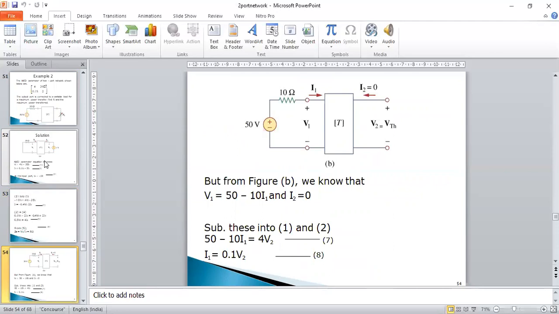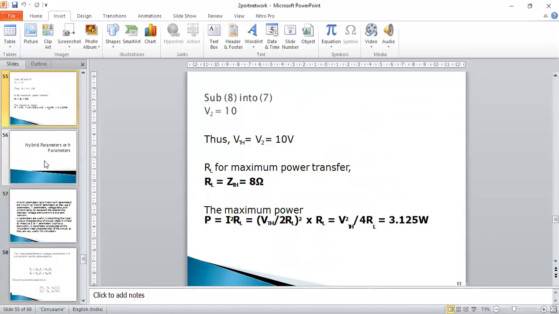Now let's look from the output side. Once we have configured the output side, V1 is equal to minus 50 minus 10 I1 and I2 is equal to 0, as shown in the figure. Substituting this, we find equation number 7 and equation number 8. Substituting equation number 8 into equation number 7, Vth is equal to 10. Thus Vth is equal to 10 volt.